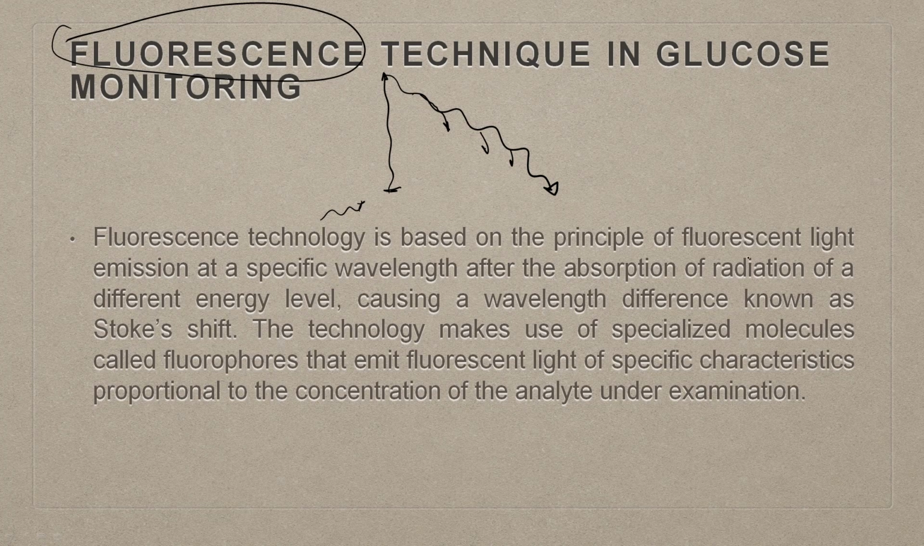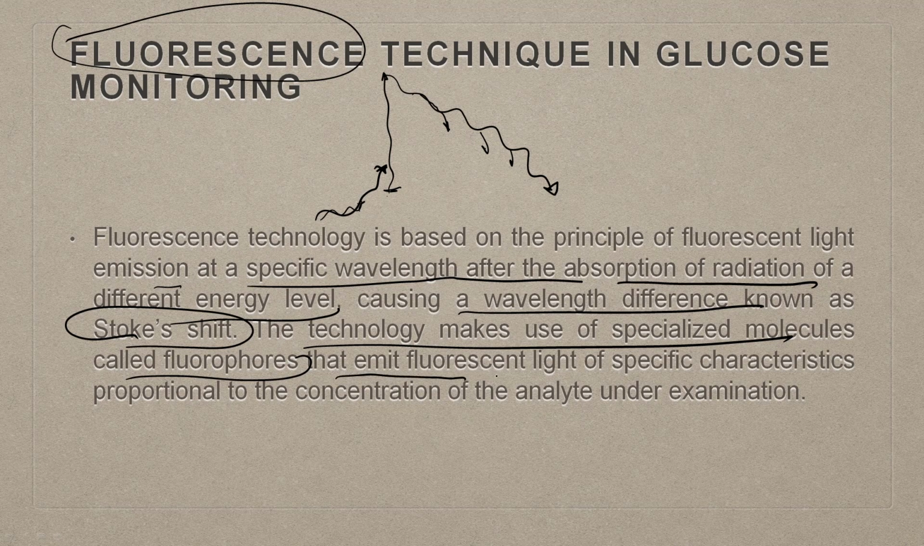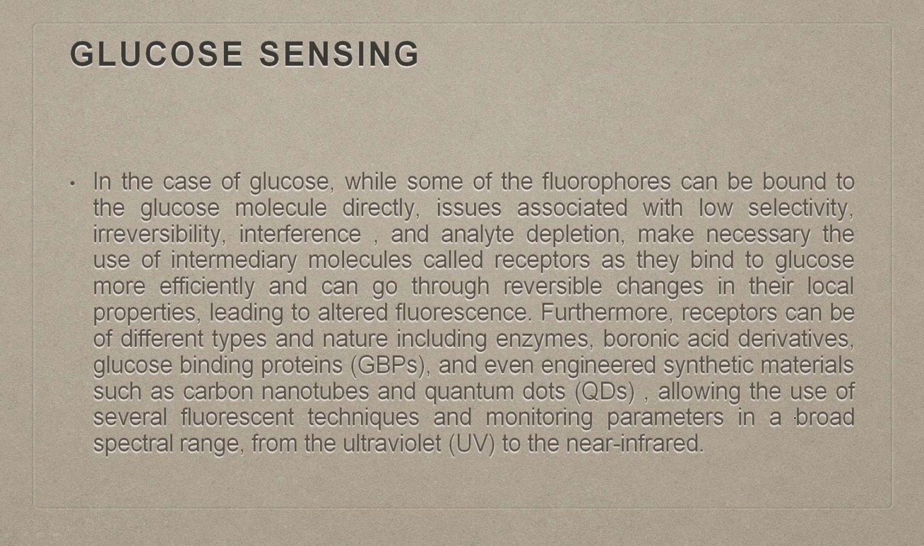Fluorescence technology is based on the principle of fluorescent light emission at a specific wavelength after absorption of radiation of a different energy level. This is what I am telling you, absorption energy level causing a wavelength difference known as Stokes shift. The technology makes use of a specialized molecule called fluorophore that emits fluorescent light of a specific characteristic proportional to the concentration of the analyte under examination. This is a very favorite technique, but provided you have a very specific fluorophore which does not offer you noise.